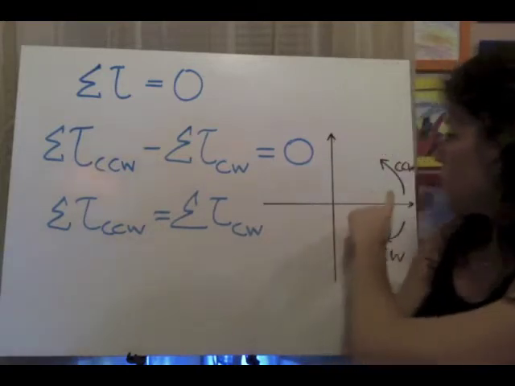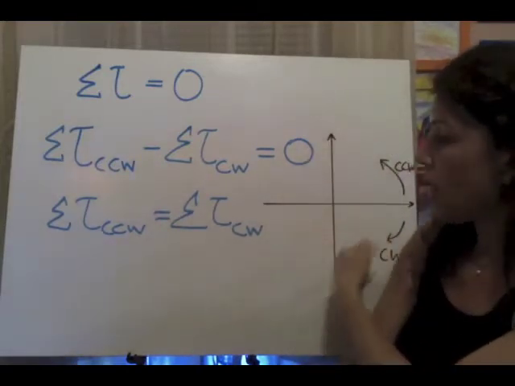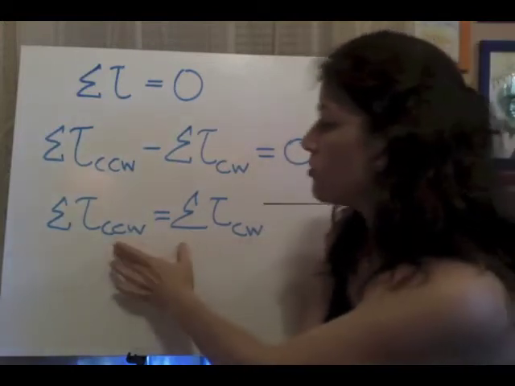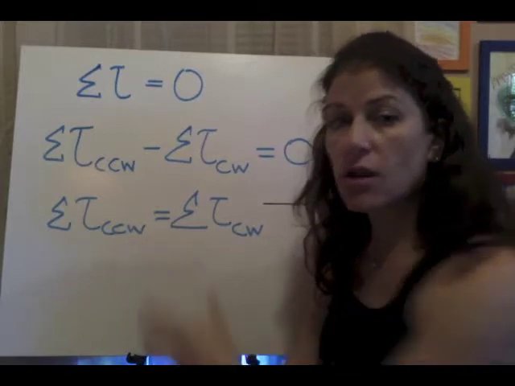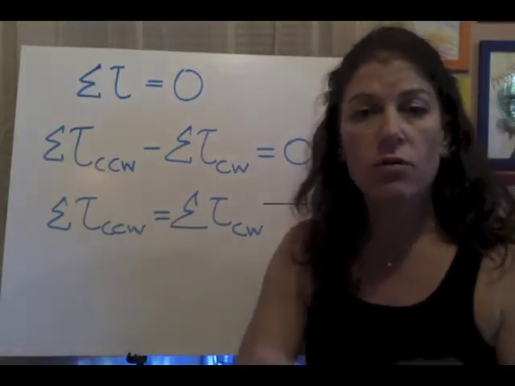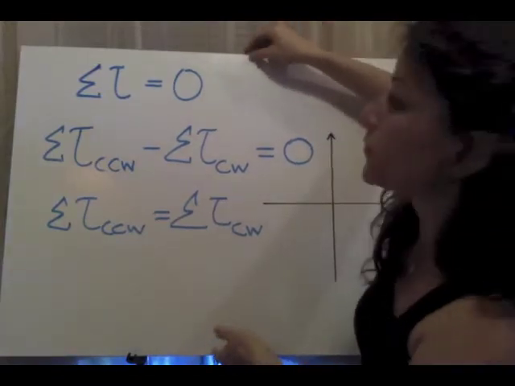Now we're going to talk about torques. The torques that cause rotation counterclockwise have to balance the torques that cause rotation clockwise. If those are balanced with each other, then you have equilibrium. Now this could be used to solve a whole variety of problems. So let's do a few of those.